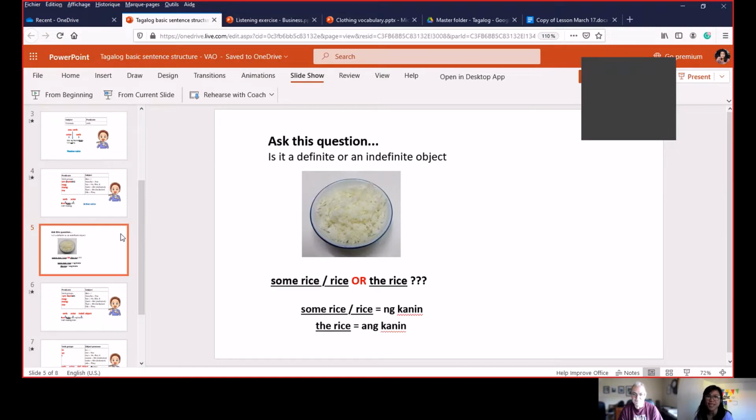Now, Andy, let's say there is an object. Let's say rice. Okay, so we have rice. We need to ask if our object is a definite or an indefinite object. Do we want to say some rice, rice, or the rice? Some rice or rice translates as ng kanin. The rice, ang kanin.